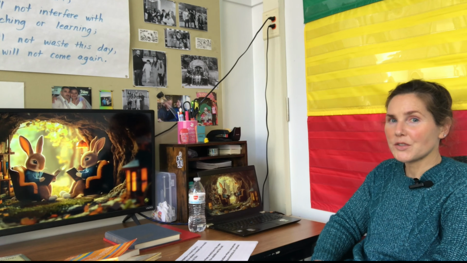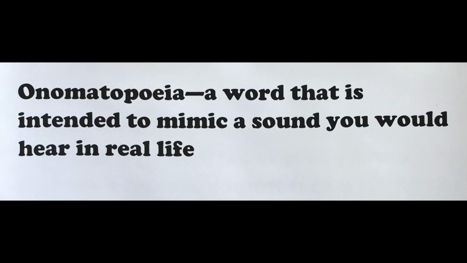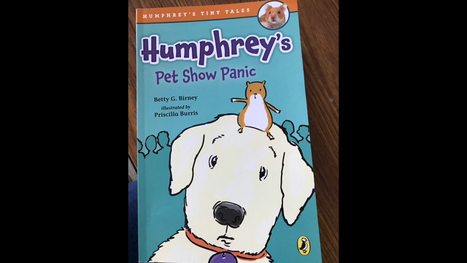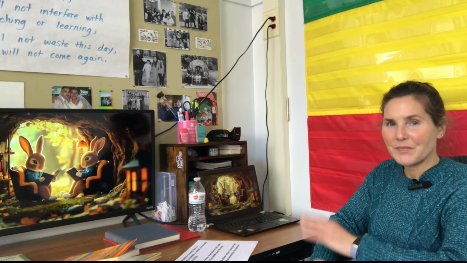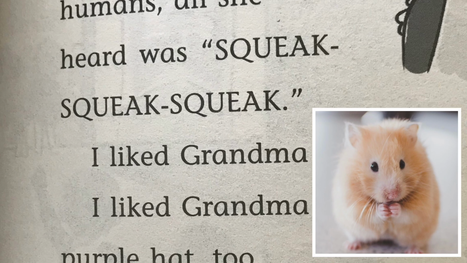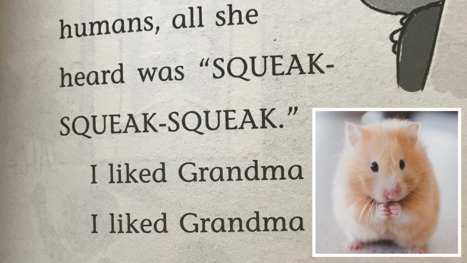The next word I want to review is onomatopoeia. Onomatopoeia is a word that is intended to mimic a sound you would hear in real life. There are many examples of onomatopoeia in the book Pet Show Panic. It's one of Humphrey's tiny tales that we've been reading in class. Whenever Og makes his sound as a frog, the author writes boing. That's meant to represent the sound of a frog. Whenever Humphrey the hamster speaks, the author writes squeak, squeak, squeak, and that is meant to mimic the sound a hamster makes.